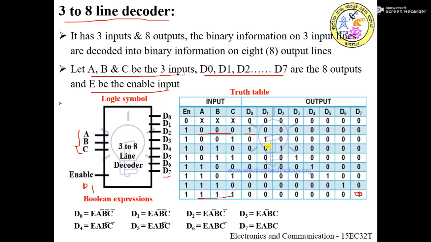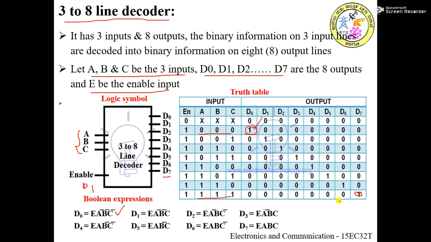Again, as in the previous case, here we are supposed to write 8 Boolean expressions, since there are 8 outputs. You are supposed to write the Boolean expression for the combination for which the output is not 0. This is the only combination for which D0 is not 0. So now we have to multiply the input literals, that is E into A bar into B bar into C bar. You can see here D0 is E into A bar, B bar, C bar.